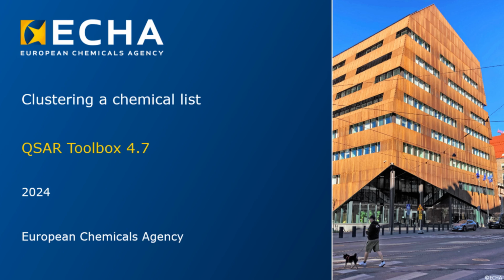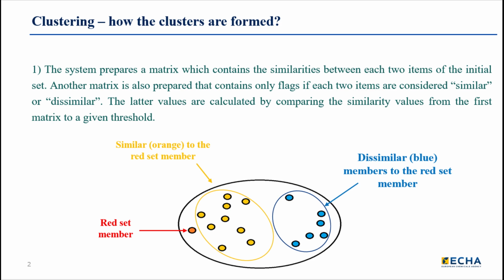Hello everyone. The topic of this video tutorial is how to distribute a chemical list into subsets known as clusters in the QSAR Toolbox. Clustering is a process of grouping a set of chemicals in a way that chemicals in the same group, called a cluster, are more similar in some sense or another to each other than to those in other groups. Clustering analysis is useful when comparing chemicals, for modeling purposes or in the toxicological assessment of chemicals.